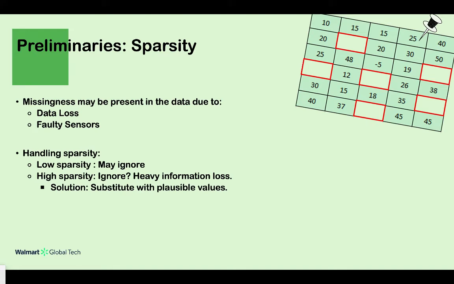But what will happen if there is sparsity in data? If the degree of sparsity is low, then it's not much of a problem, and we can simply ignore those data points which have at least one feature with missing values. But the problem arises when there is a high degree of sparsity. For example, if there are many data points in our total data set which have at least one feature with missing values, then we can't simply ignore those data points, because that will lead to heavy information loss. So what's the solution? The solution is to substitute those missing values with plausible values, or to put it in other words, we have to impute those missing values.